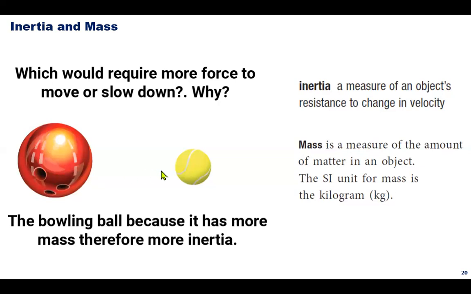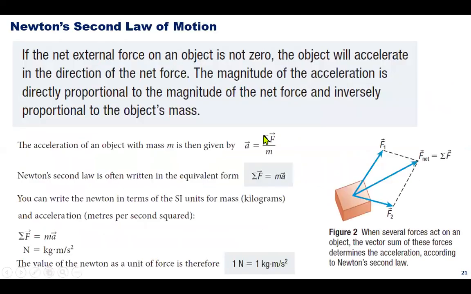Okay, so that's Newton's first law of motion. Next, let's have a look at Newton's second law of motion. Newton's second law of motion explains the relationship between mass, acceleration, and net force. It states that if the net external force on an object is not zero, the object will accelerate in the direction of the net force. The magnitude of the acceleration is directly proportional to the magnitude of the net force and inversely proportional to the object's mass.